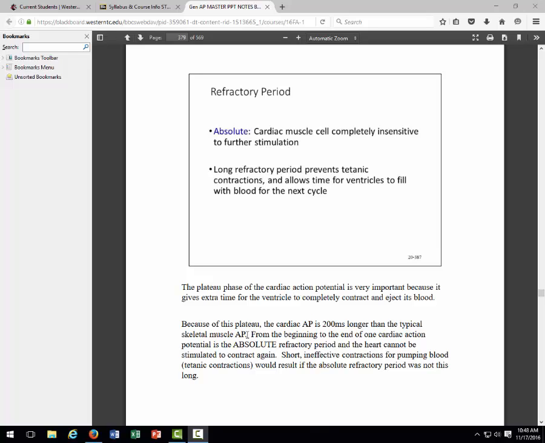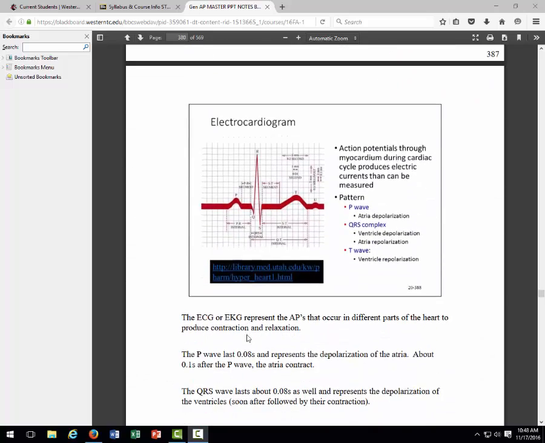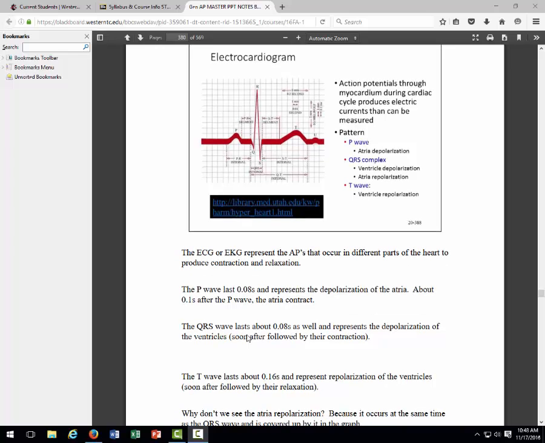So we can't stimulate that heart muscle to contract again until that action potential is over. And that, again, gives the heart time to fill with blood and prevents too-fast contractions, so the blood flow isn't sufficient.